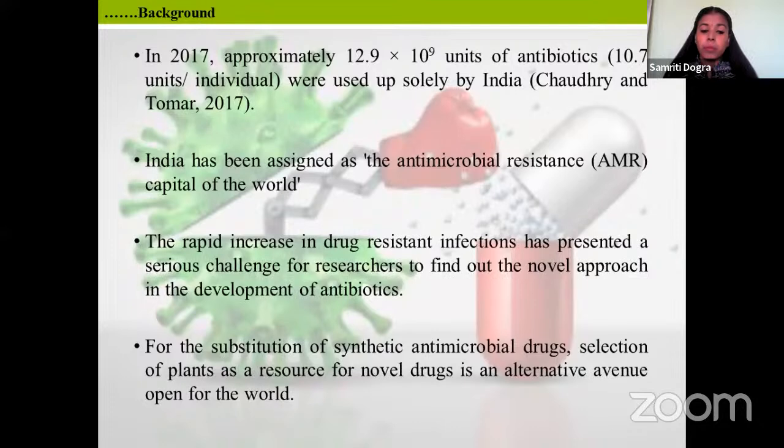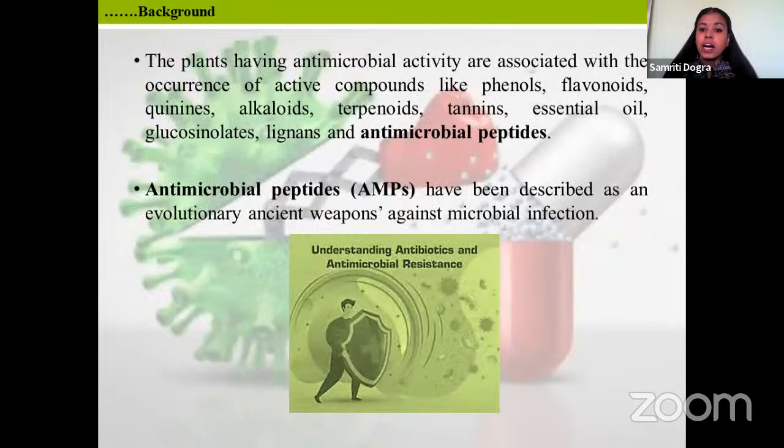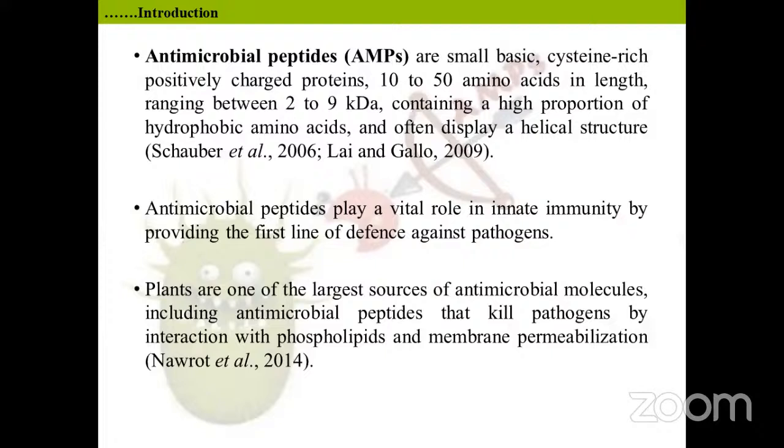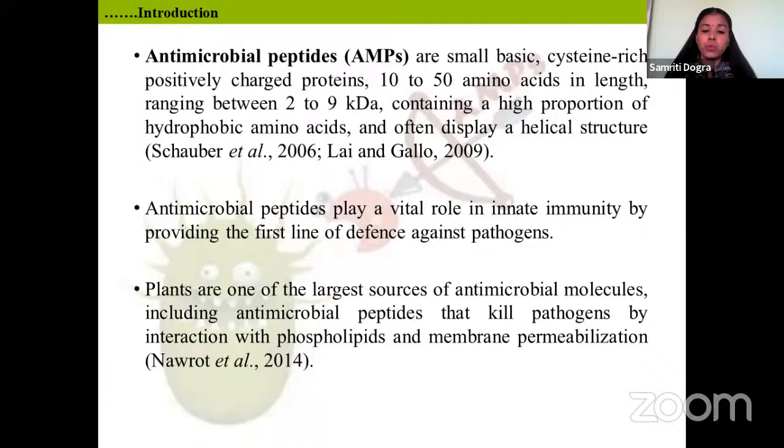Plants having antimicrobial activity are associated with the occurrence of active compounds like phenols, flavonoids, quinones, alkaloids, terpenoids, essential oils, etc., and antimicrobial peptides. Antimicrobial peptides, AMPs, have been described as evolutionarily ancient weapons against microbial infection. Antimicrobial peptides are basically small basic molecules, extremely rich in positively charged residues, around 10 to 50 amino acids in length, ranging from 2 to 9 kilodaltons, having a high proportion of hydrophobic amino acids and often displaying a helical structure. Antimicrobial peptides play a vital role in innate immunity by providing the first line of defense against pathogens.